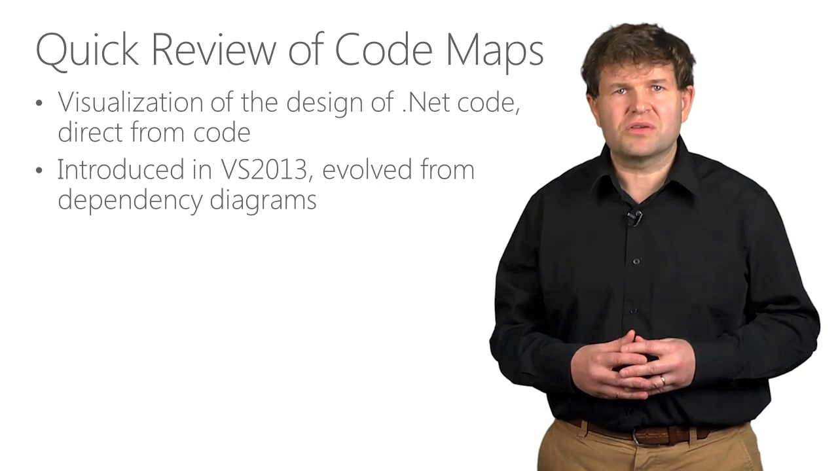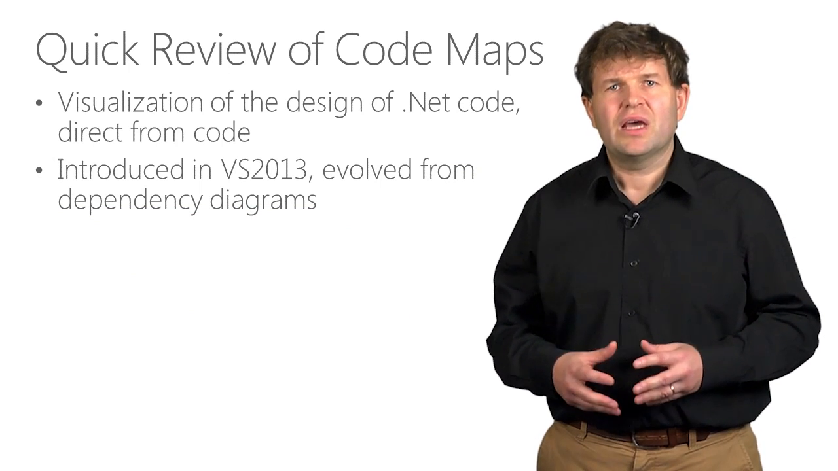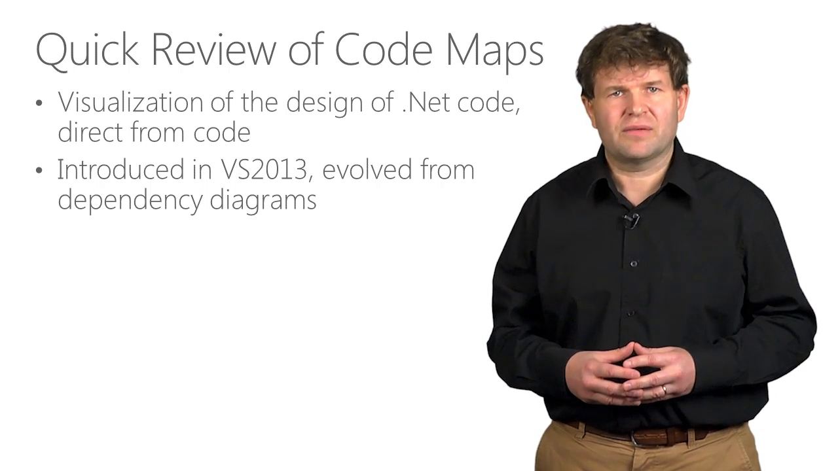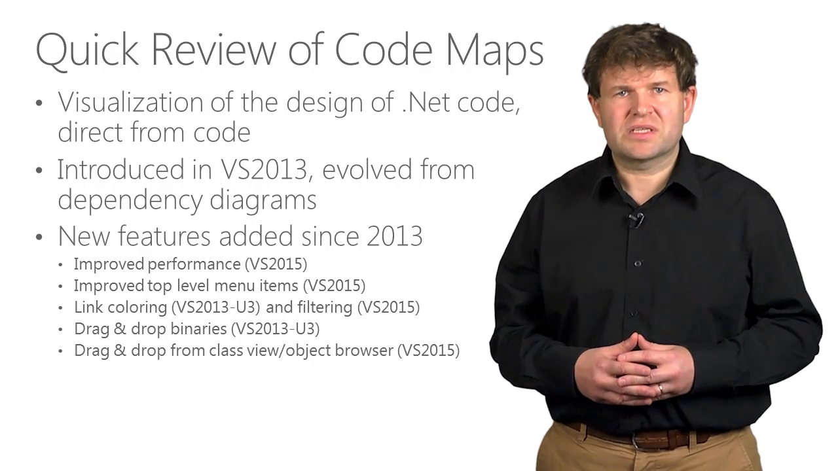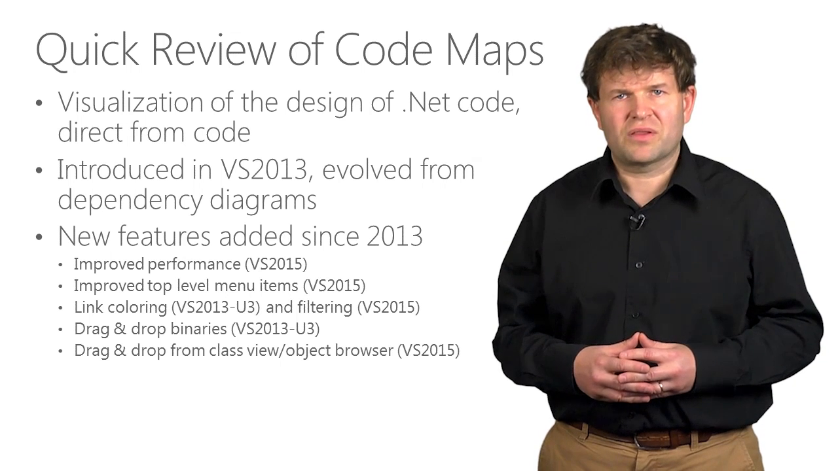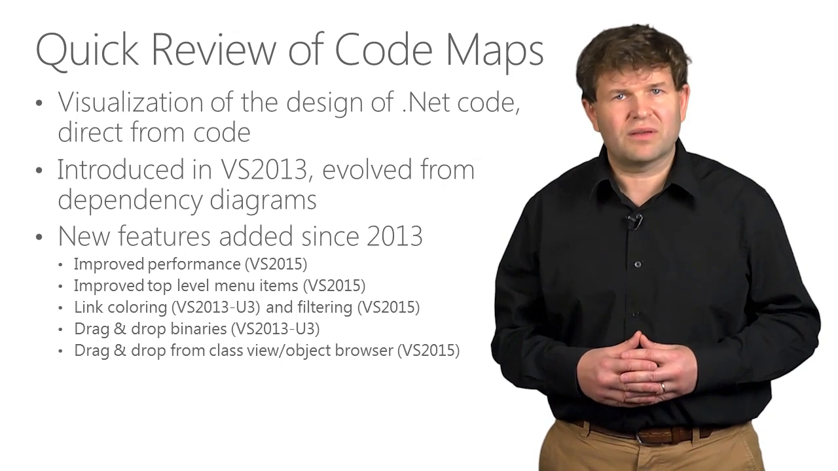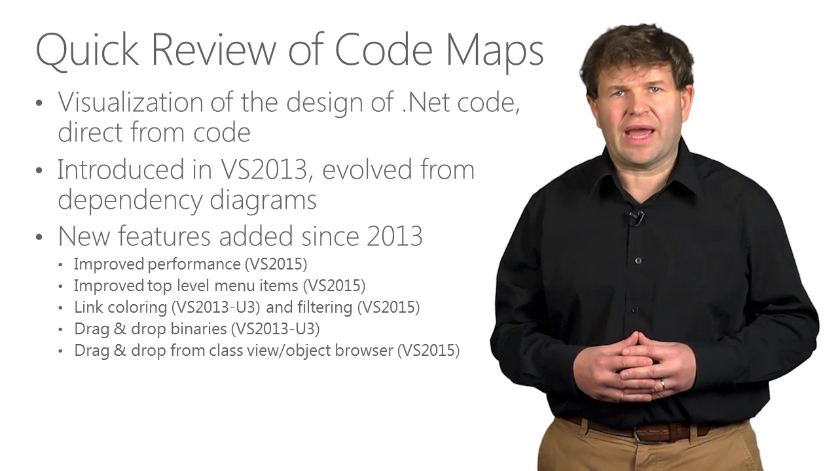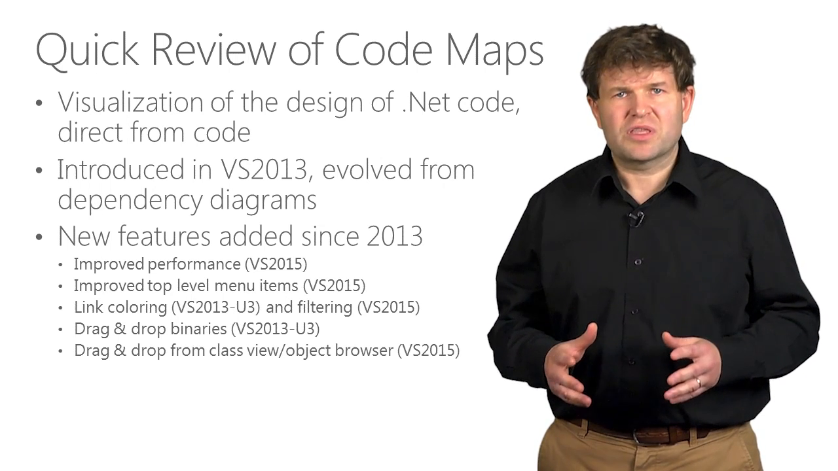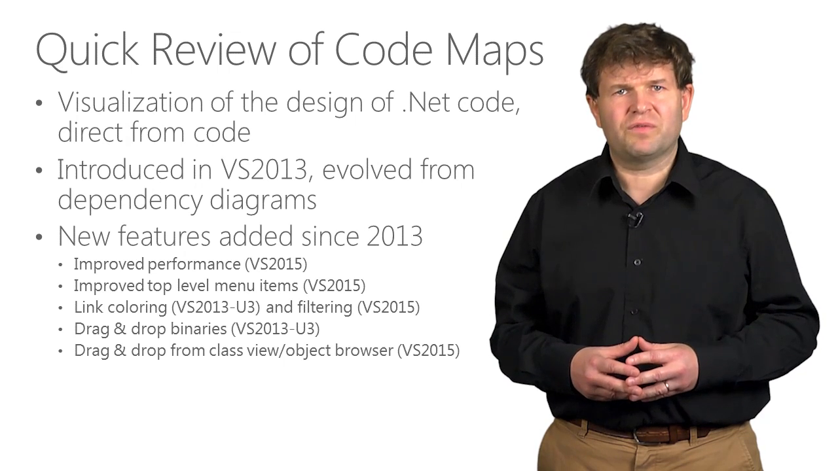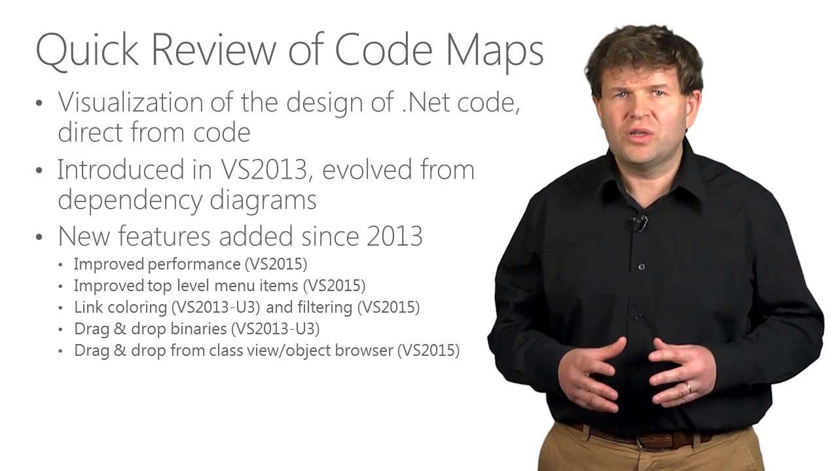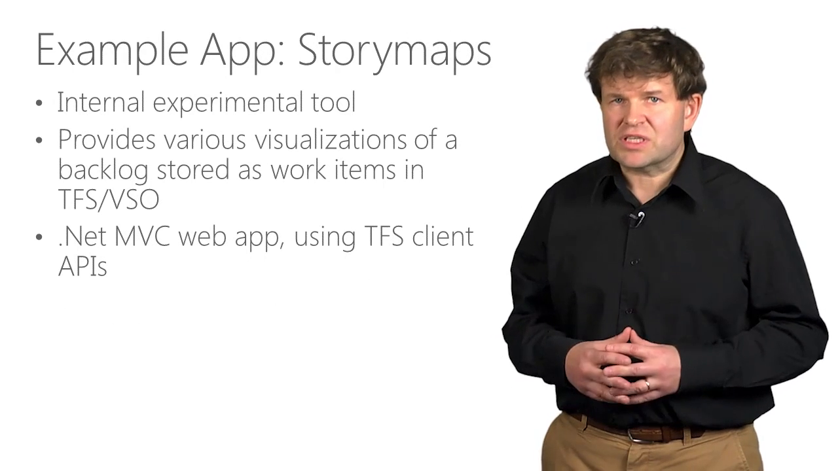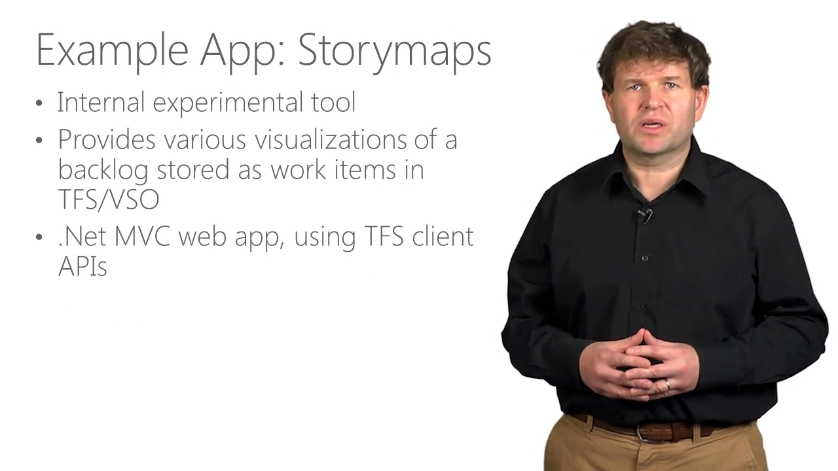Code maps were first introduced in Visual Studio 2013 and evolved from dependency graphs, which go right back to Visual Studio 2010. We've added new features since then in updates to Visual Studio 2013 and in Visual Studio 2015. I've listed some of these here, and the first three you'll see in action in the demo. I'm using the preview release for Visual Studio 2015, so some of the features you see here are not available in the 2013 version.